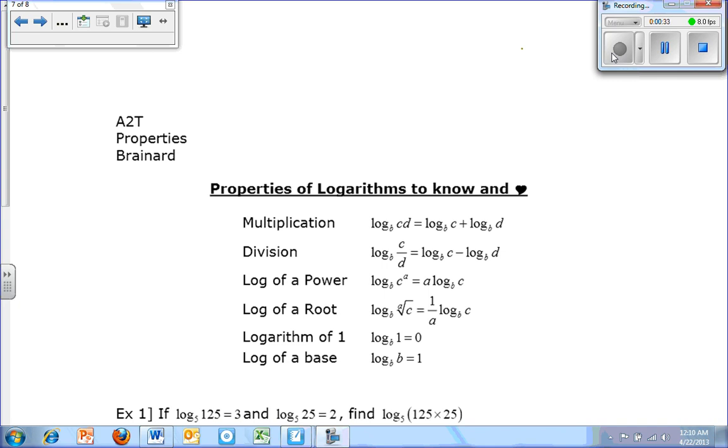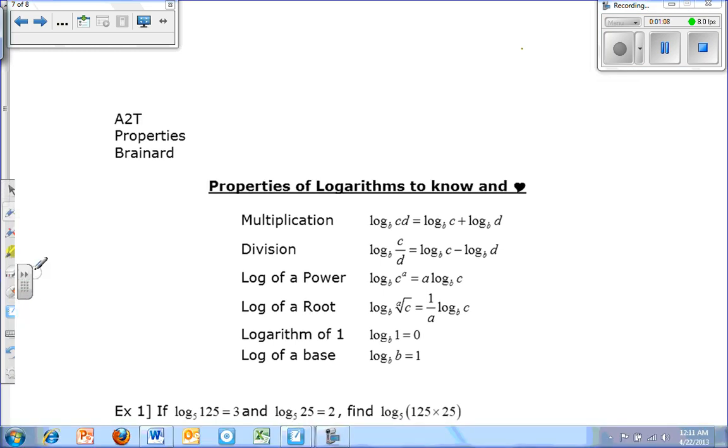And today we're going to work with the properties of logarithms, and notice I've titled them the properties of logarithms to know and love. You need to know these properties and be able to use them, and you actually do know them, but you don't realize you know them. Since logarithms are just exponents, when you have the same base and you multiply, just like in the last unit, you simply will be adding your logs. Instead of adding exponents, you add your logs.